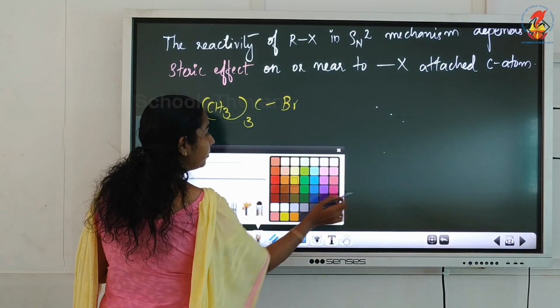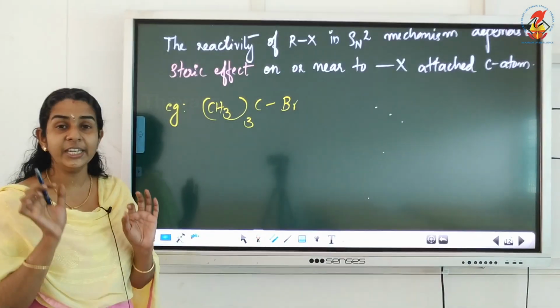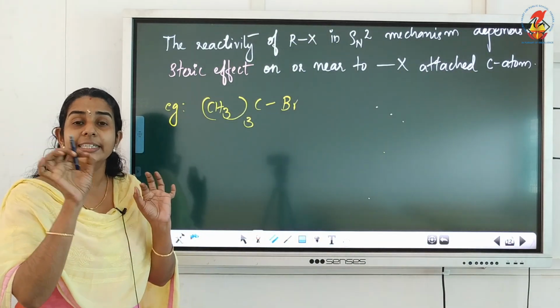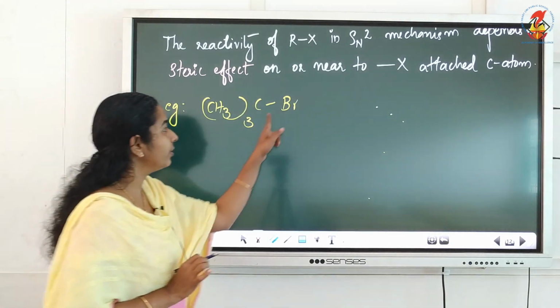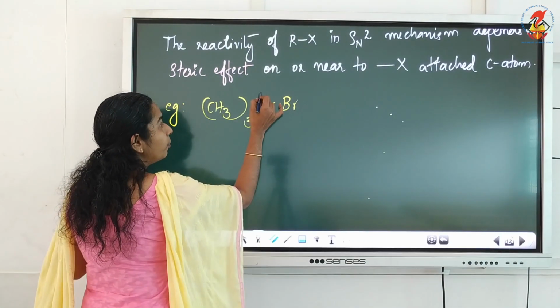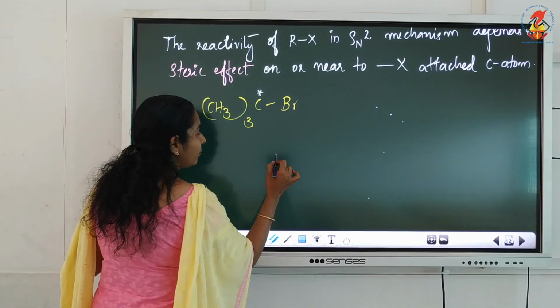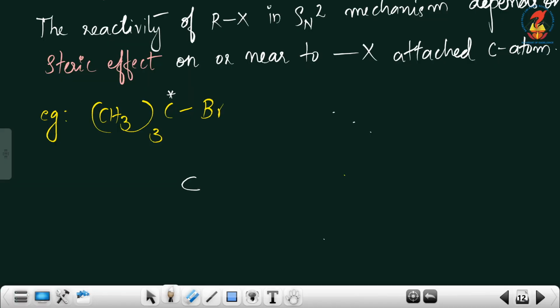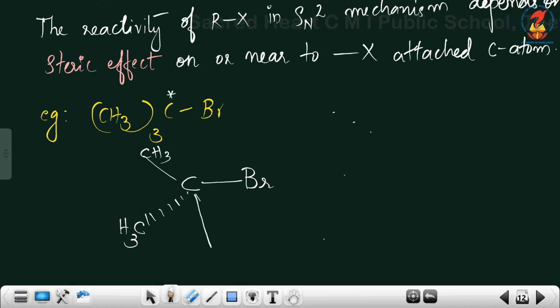As I told you, in order to write the mechanism, we need to expand the X attached carbon atom only. So, here the X is bromine. So, the bromine attached carbon is this. So, we need to expand only that carbon. First we have to draw the C-X bond. Which are the other groups on this carbon? Yes, one is CH3, the other group is also CH3, and the other group is also CH3.